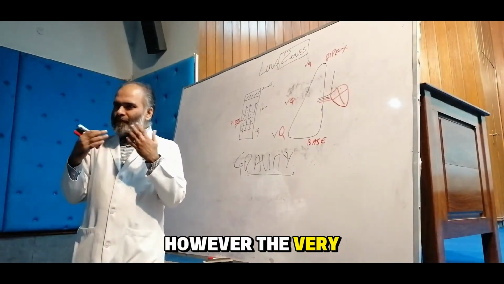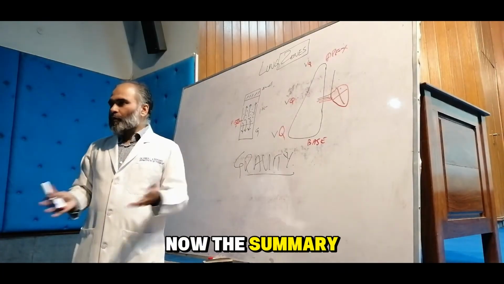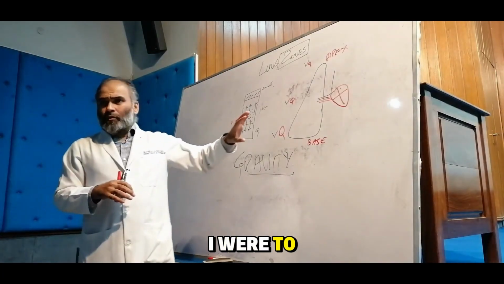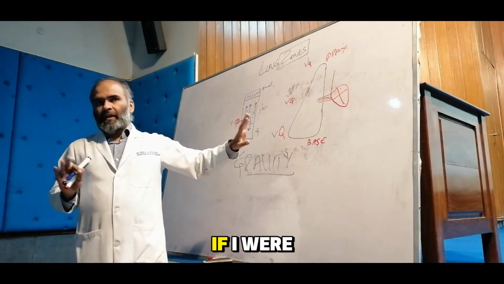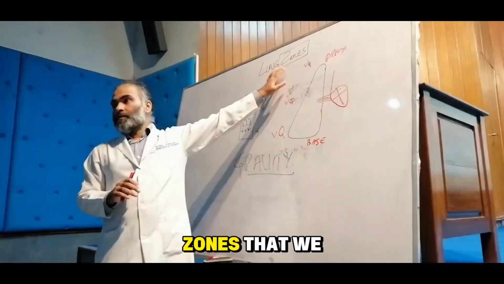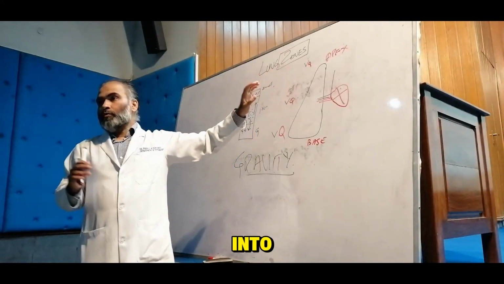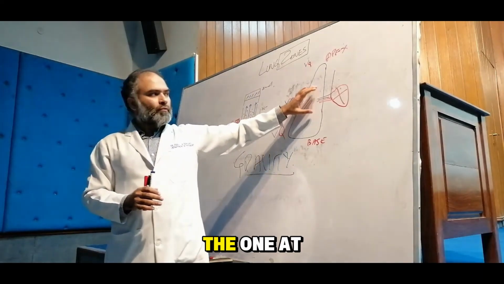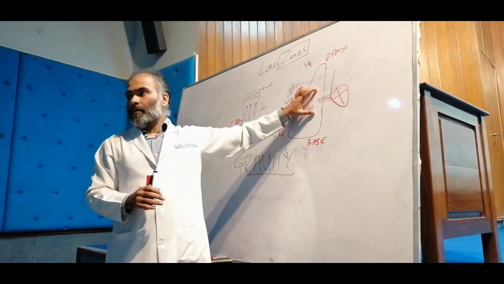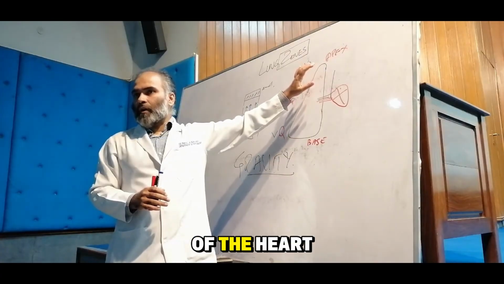If I may summarize, maybe the last point for today. The very key point now, the summary of the whole thing: if I were to divide the lung, and please note this very clearly now, if I were to divide these zones that we have described today into roughly three areas, the basal areas, the one at the level of the heart, and the areas above the level of the heart.